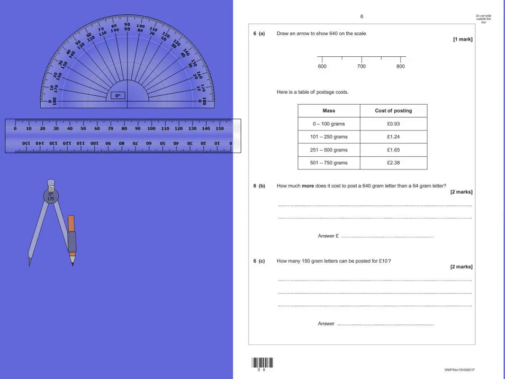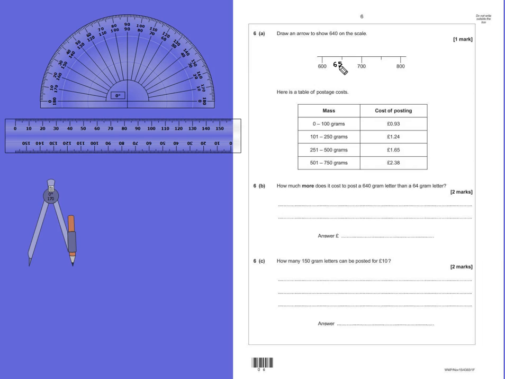Question 6a. Draw an arrow to show 640 on the scale. On the scale we've got at the moment, we have 5 lines marked. 600, 700, and 800 are marked on with a dash in between. Well, if there's only one dash between them, this mark here must represent something which is halfway between 600 and 700. I'd say that's about 650.